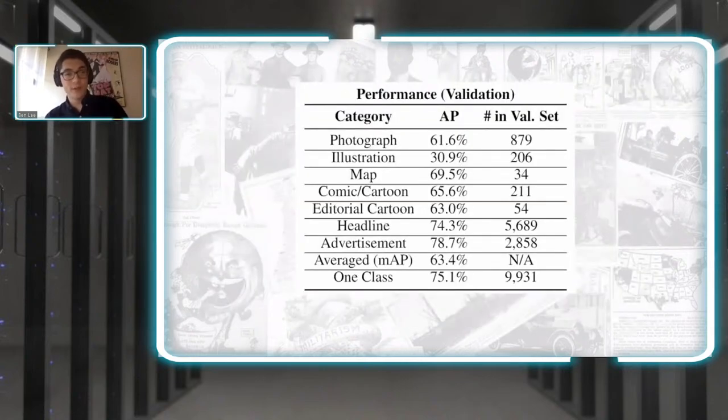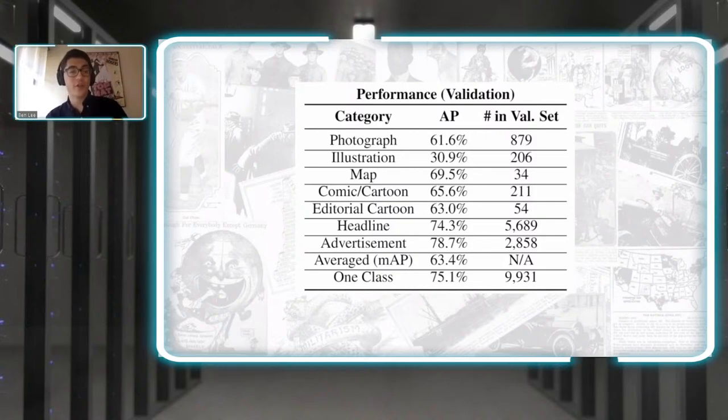In terms of the performance of the model, here I'm reporting what's known as average precision. It tends to be an overloaded term in the machine learning literature. I can go into it in more detail, but effectively the higher the number, the better. And what we see is pretty high performance across the board, with the exception of illustrations, which are a bit lower. There are a couple of reasons for this.